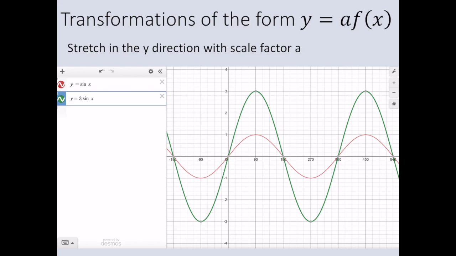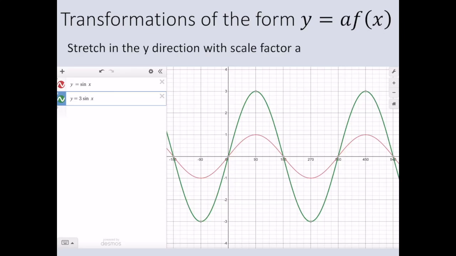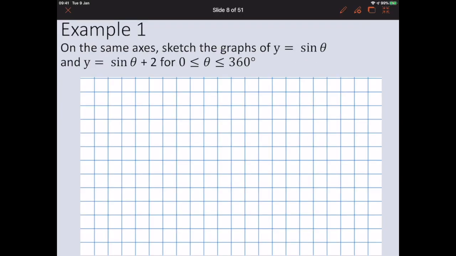So hopefully you can see that this point here, there it is, it's been stretched. It was the point (90, 1) and now it becomes the point (90, 3). It's been stretched in the y direction. Let's have a look at a few examples.